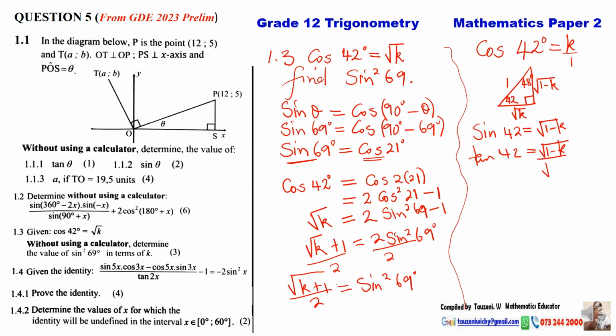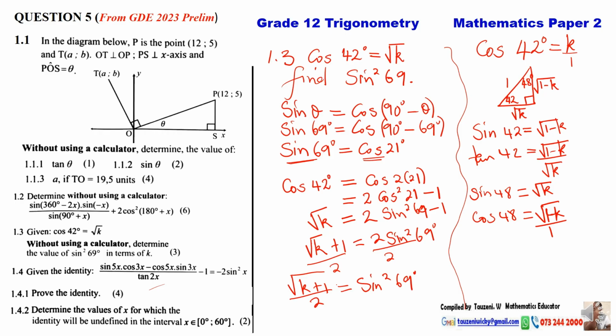From the same triangle, we are also able to get the sine of 48 degrees. The sine of 48, sine is opposite over hypotenuse. It's going to be the square root of k. We are also able to get the value of cos 48. Cos is adjacent over hypotenuse, so the adjacent to 48 is the square root of 1 minus k, and the hypotenuse is equal to 1. And we can also find tan 48 and so on.